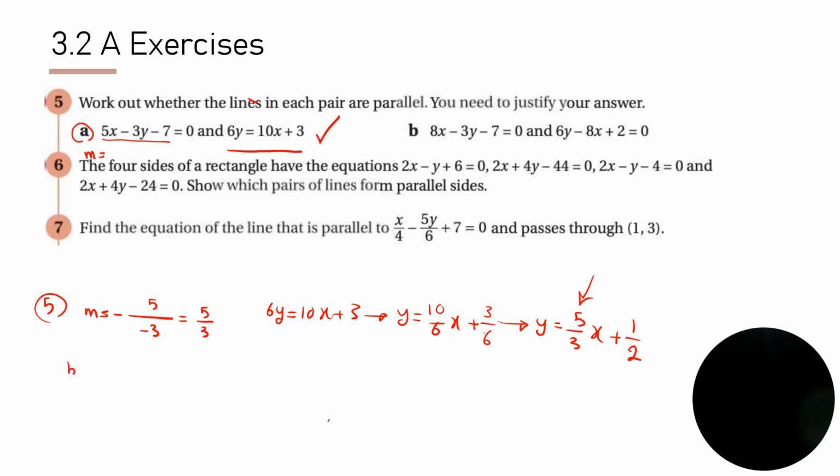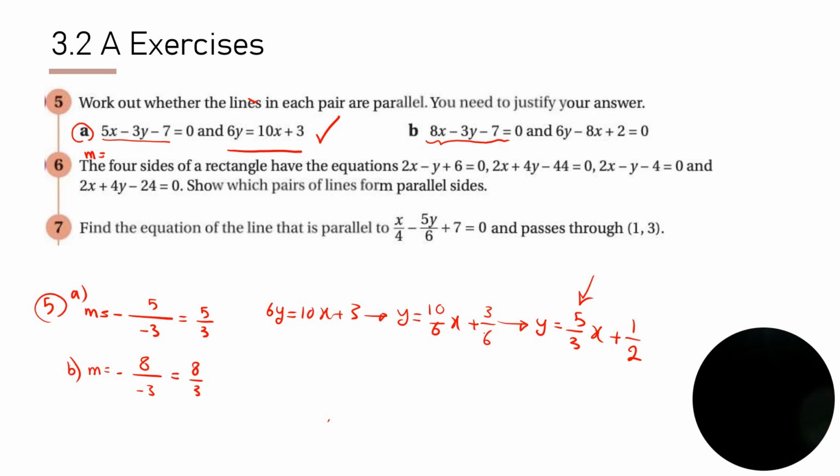Part B. Okay, the first line is given as 8x minus 3y minus 7. So it's in the general form. If you want to find the slope, use the formula m equals negative coefficient of x, which is 8, over coefficient of y, which is -3. That makes it 8 over 3.